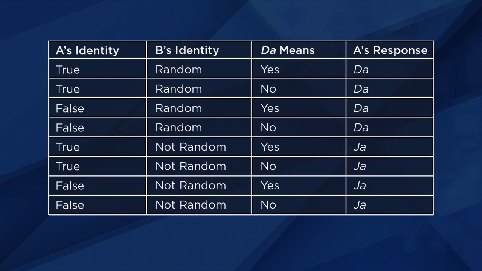Surveying the table, it turns out that if A is not random, then an answer of da means that B is random, and an answer of ja means that B is not random. Either way, we've identified someone who is definitely not random. And if A is random, well, then we're right back in the scenario considered in our first puzzle. Even if A is random, we won't go wrong by interpreting da to mean that C isn't random, and we won't go wrong interpreting ja to mean that B is not random.